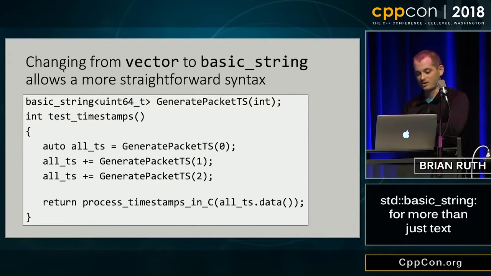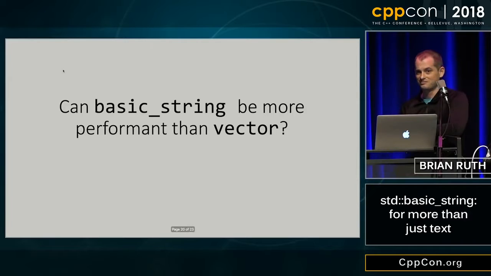Changing a vector to a string allows a more straightforward syntax that other languages are used to. So you can actually use plus equals, you can call data, and it performs just as well as the vector does. But can basic string actually be more performant than a vector?